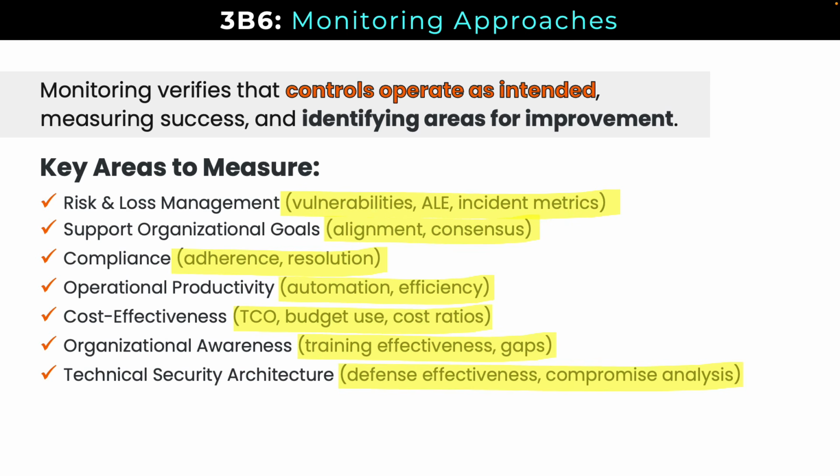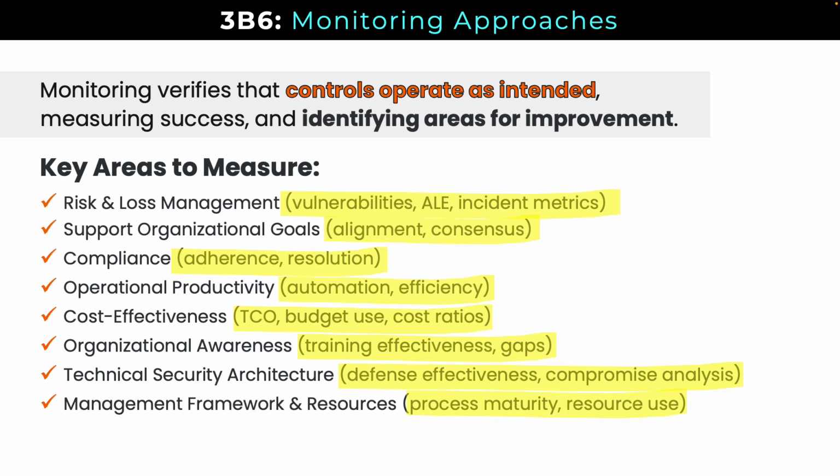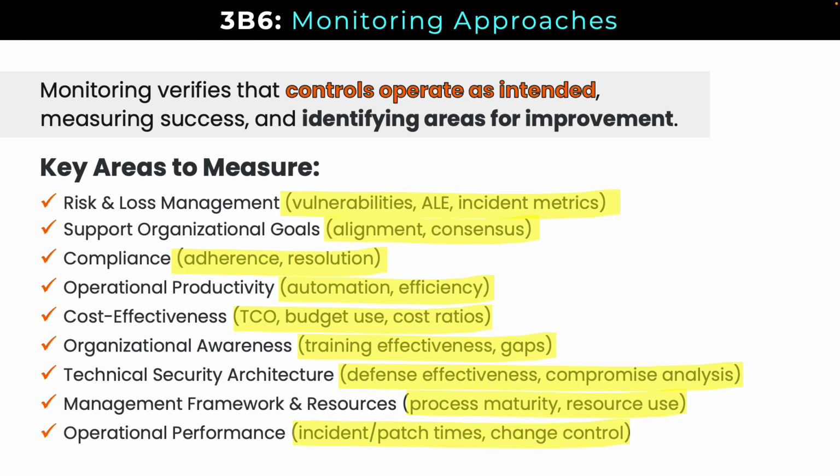Technical security architecture, the effectiveness of our controls, making sure that we have metrics in place that demonstrate our controls are indeed as effective as we expected. And management framework and resources, so measuring our process maturity and effective use of resources. And finally, operational performance, we can track our incident response and patch times and see the reports from our change controls, how many are successful, how many failed or resulted in impacts.